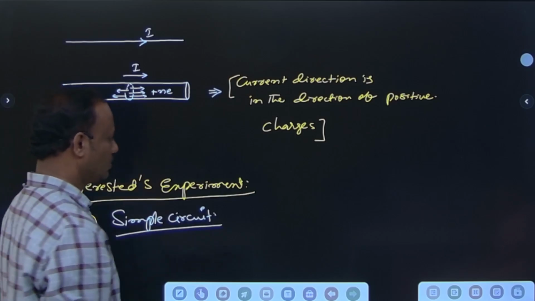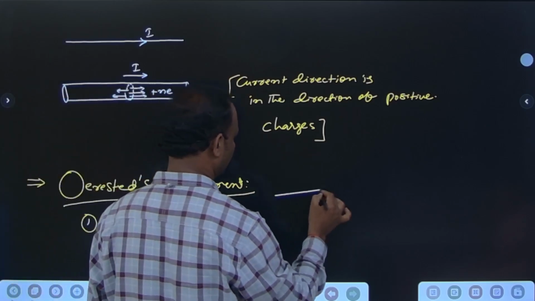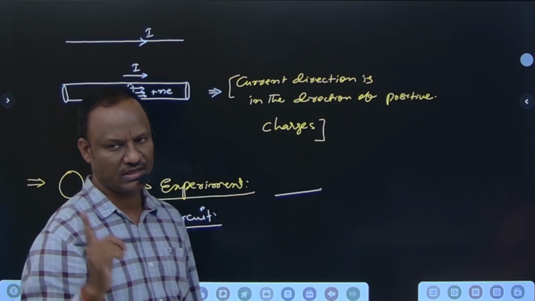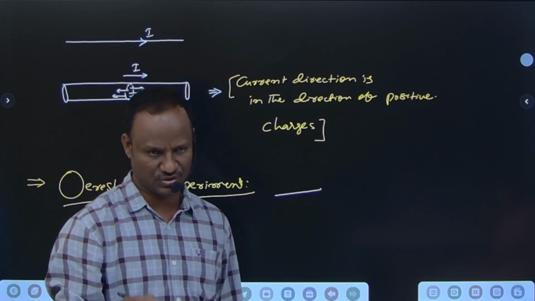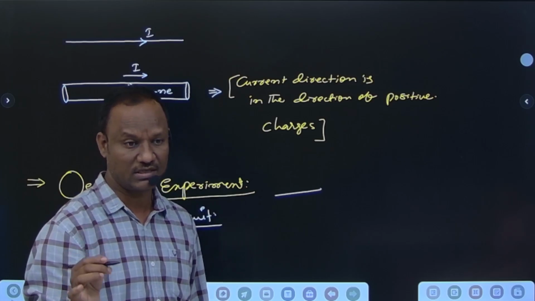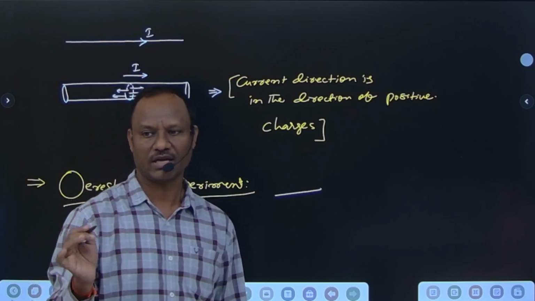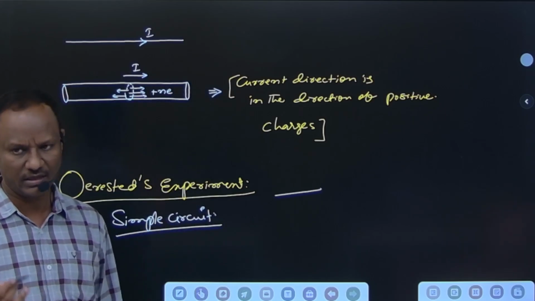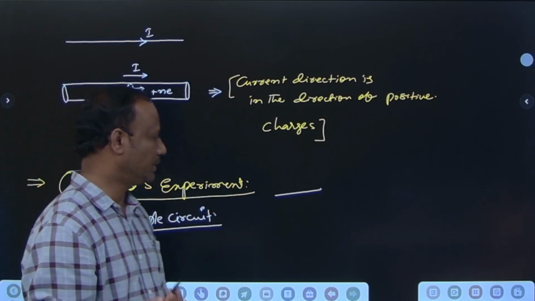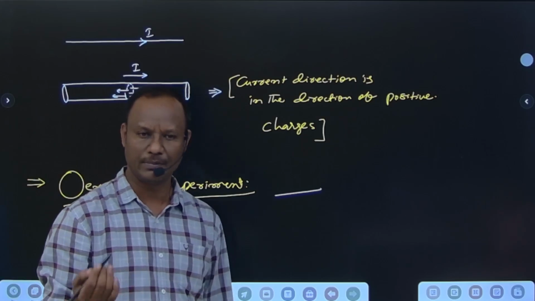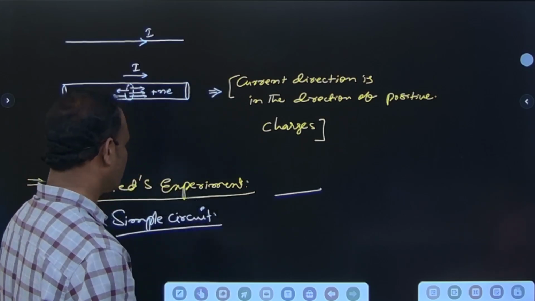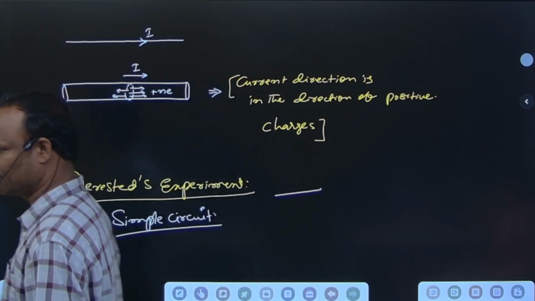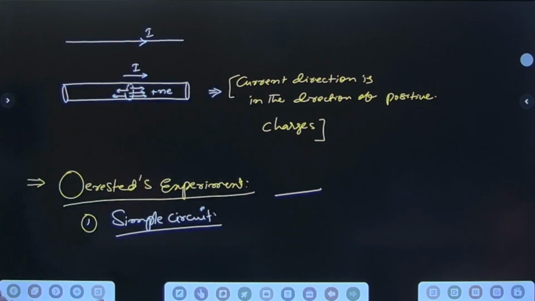A simple circuit should contain an energy source, an energy consumer, connecting wires, and a key, a plug key or tap key. The key can break the circuit or make the circuit. Here a circuit is mentioned, so let's talk about this.